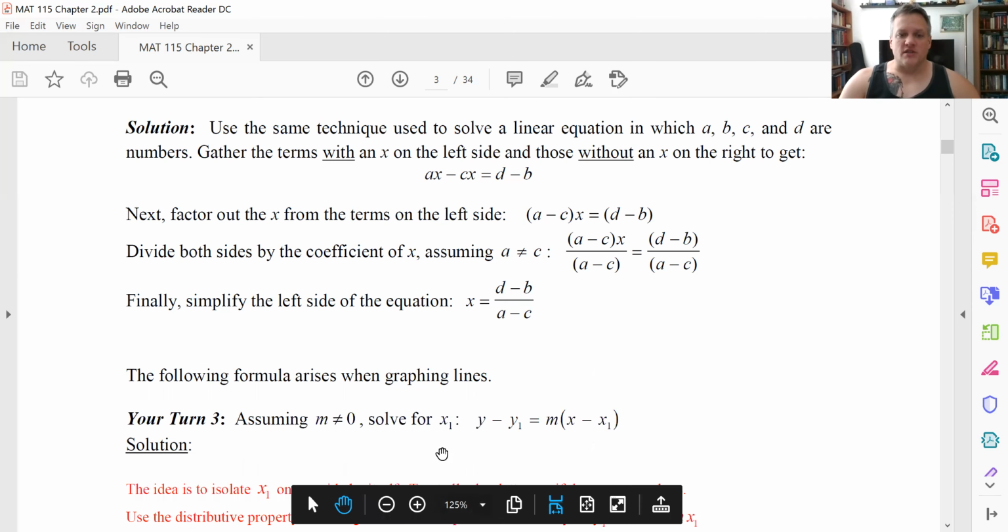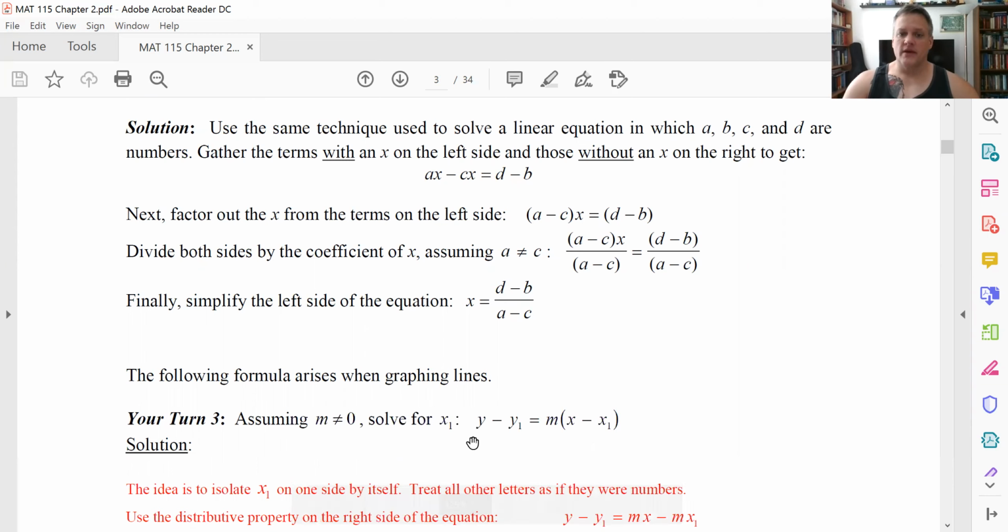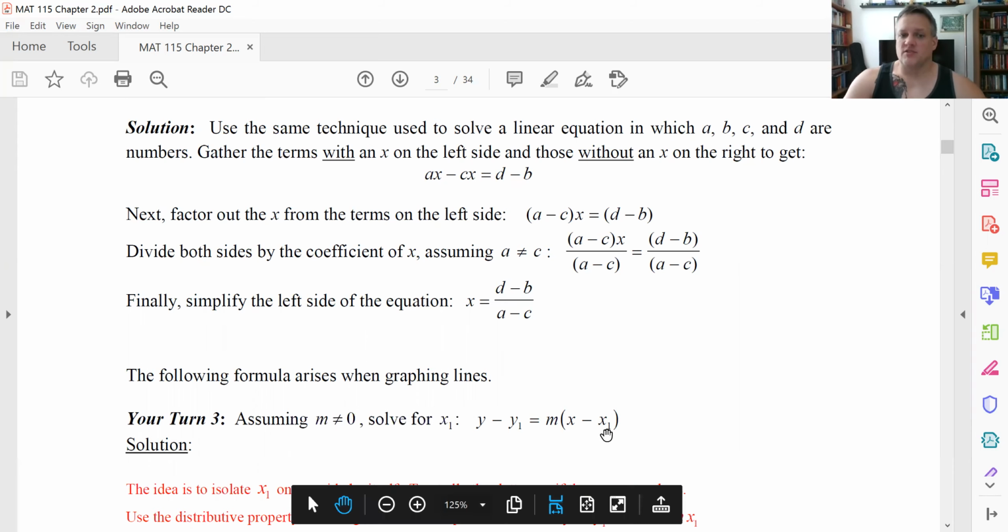This one you've actually seen before, and we'll see it yet again in upcoming sections. This is what's called the point slope formula for a line. And just suppose you want to solve that for x1. Go ahead and try that and see what you get.